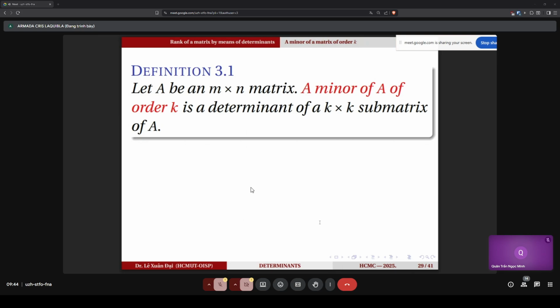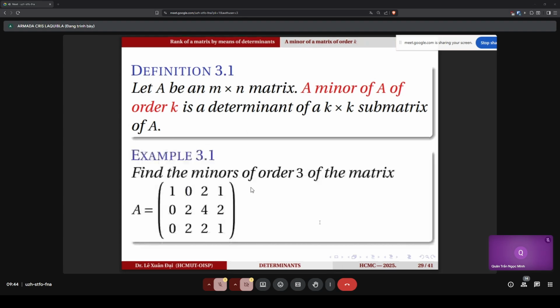Next, you have there, let A be an m by n matrix. So the minor of A of order k is the determinant of a k by k submatrix of A. So for example, this one, find the minors of order 3 of the matrix. So first, you can remove the fourth column, the third column, the second column, and the first column. So you have here 4 answers. But I will just give you the first one.